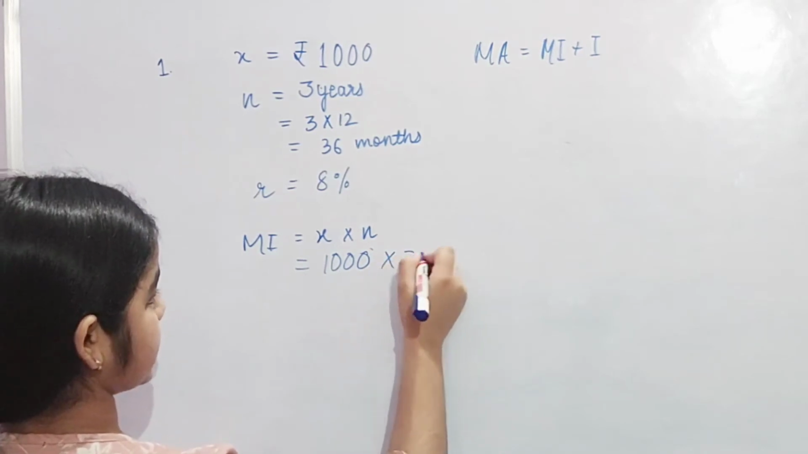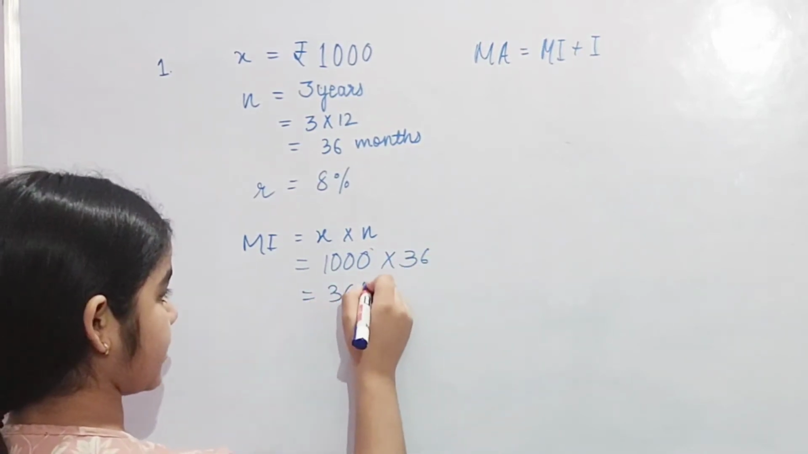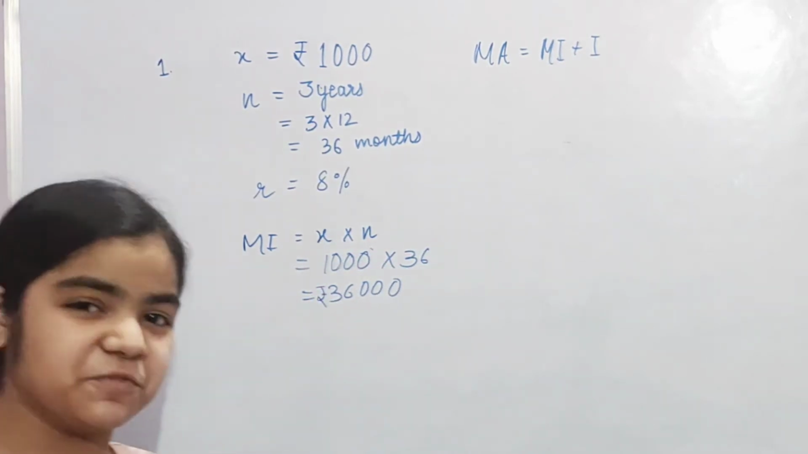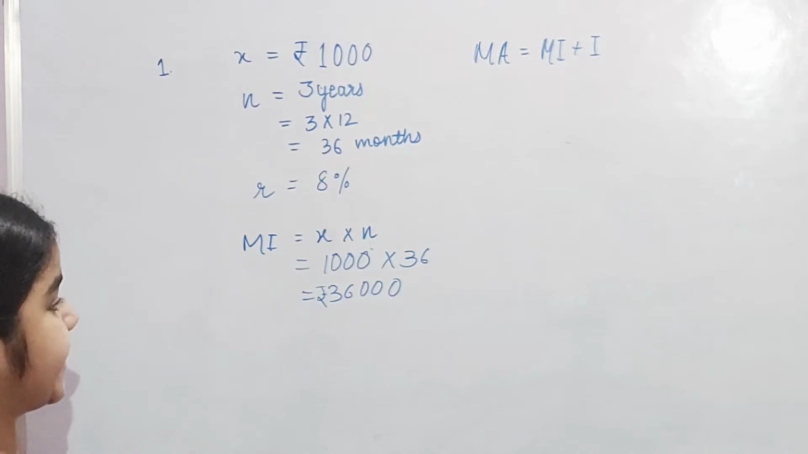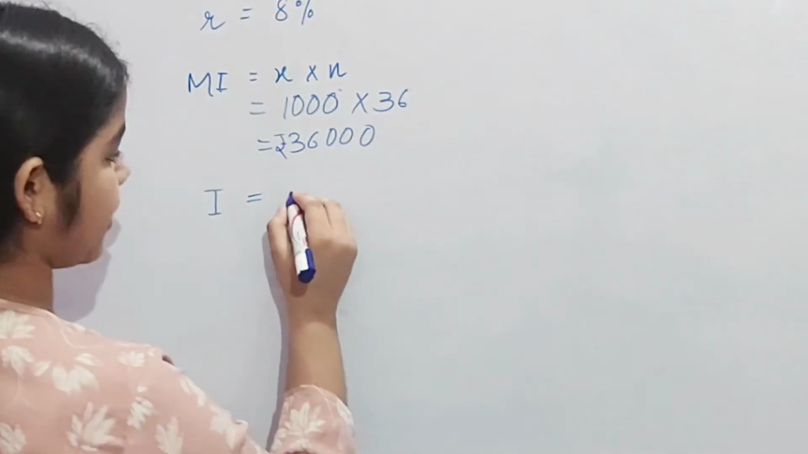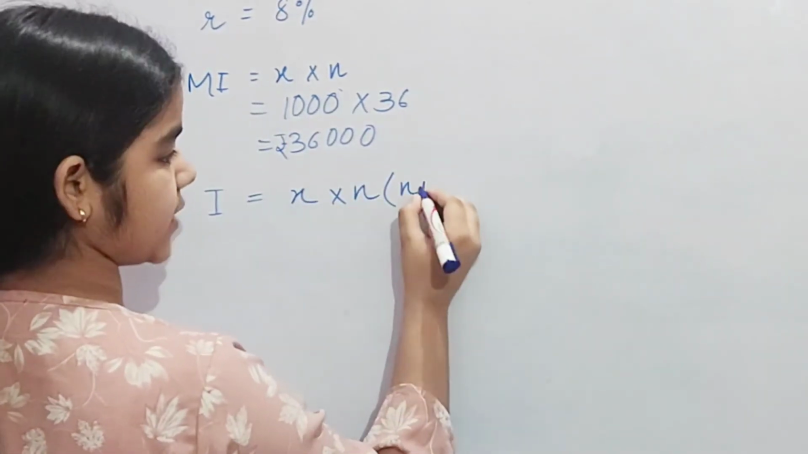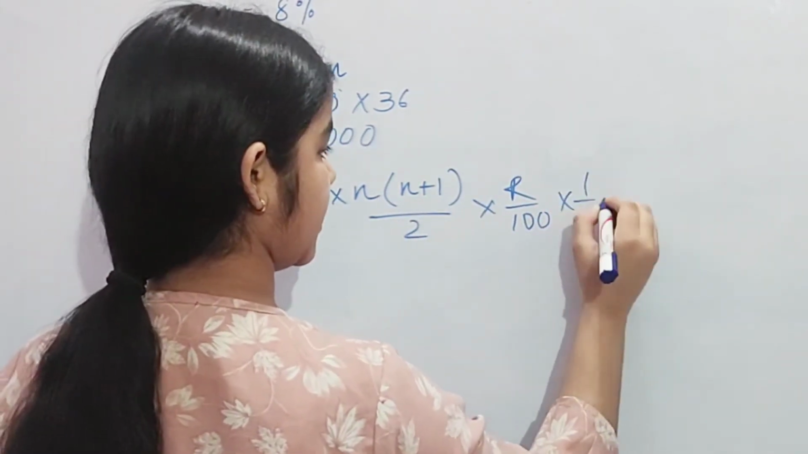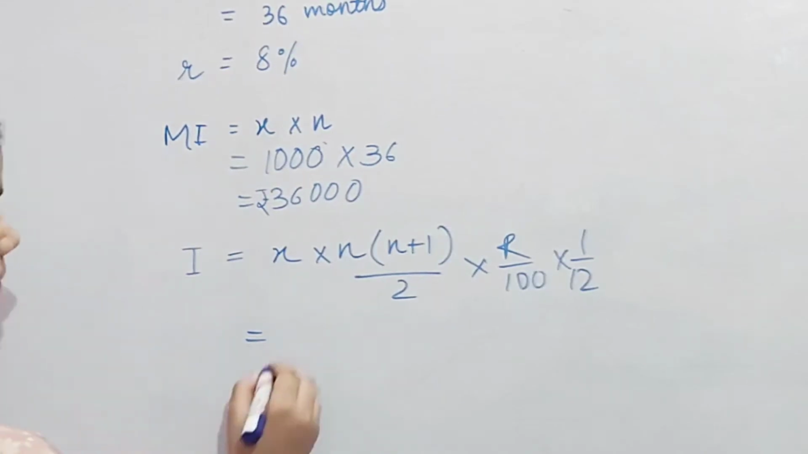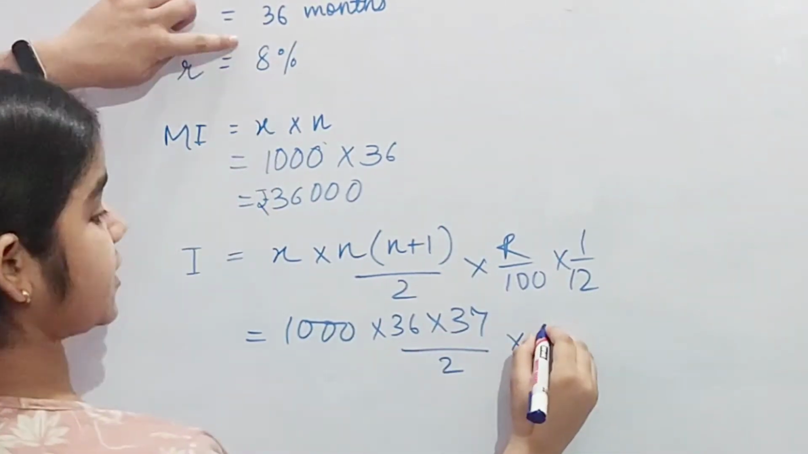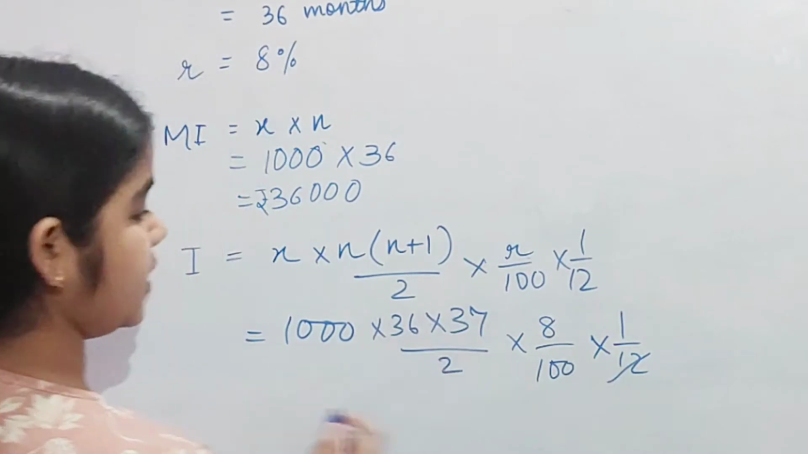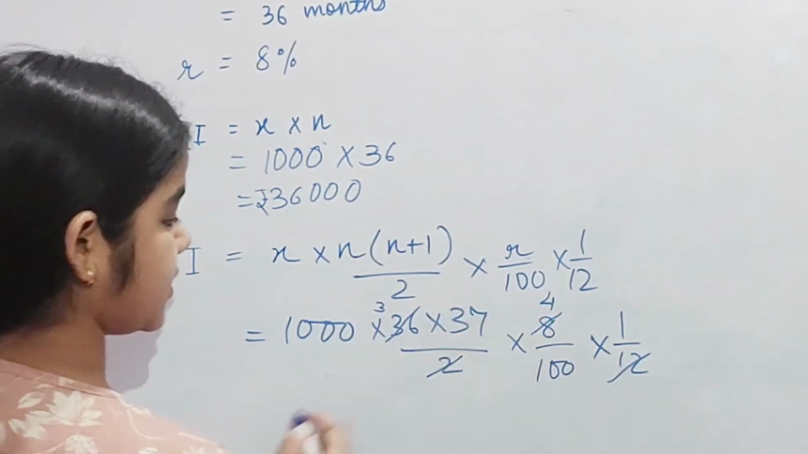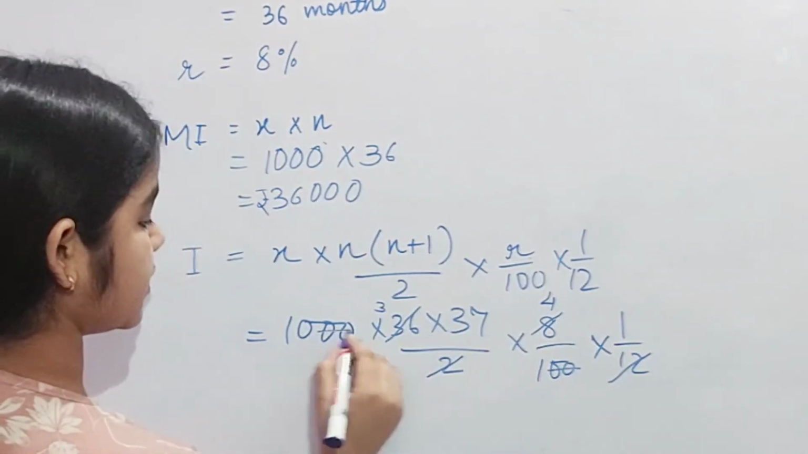1,000 times 36. That is 36,000. This is the monthly installment or investment. Next, we require the interest. So we will apply the formula x times n plus 1 by 2 times r upon 100 times 1 by 12. Let's write over here. Let's cancel. 12 times 3 is 36. 2 times 4 is 8, and 0, 0 over here, 0, 0 over here.